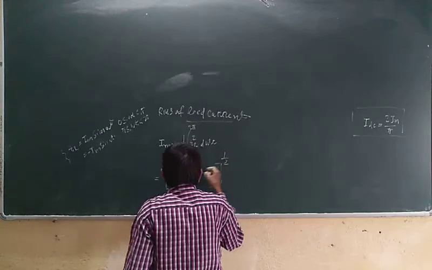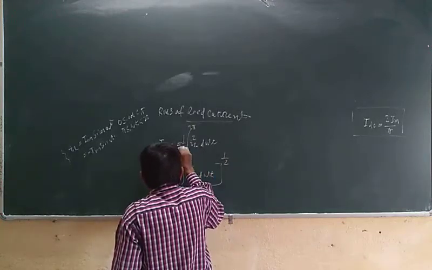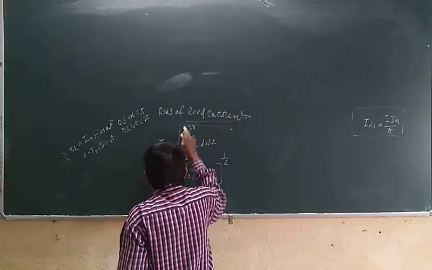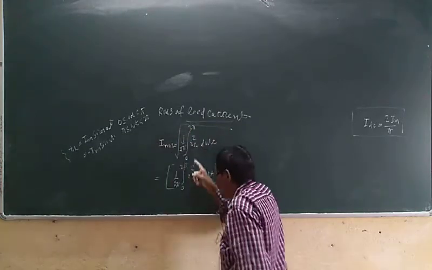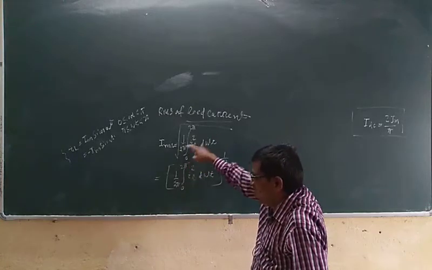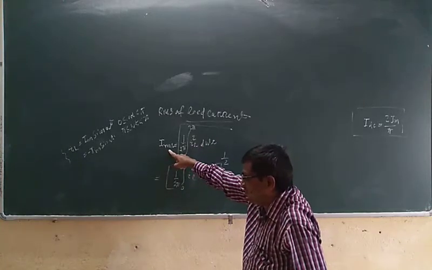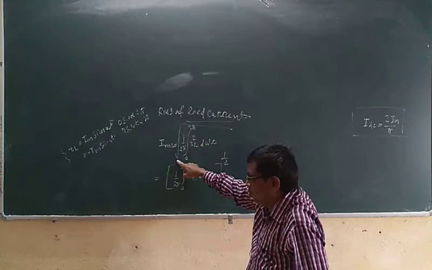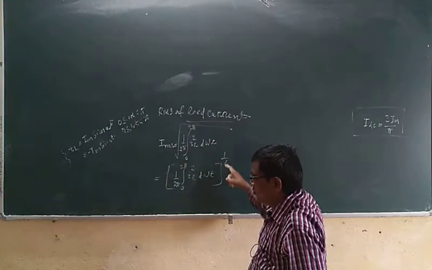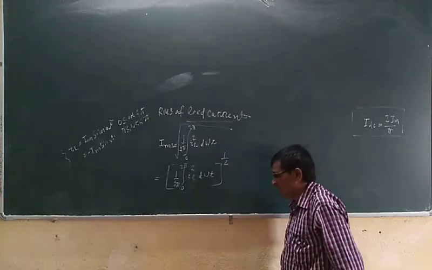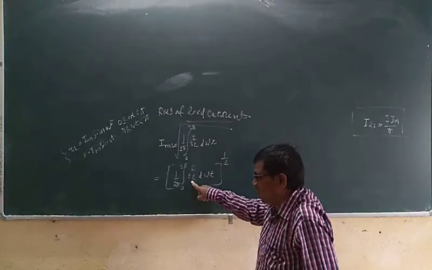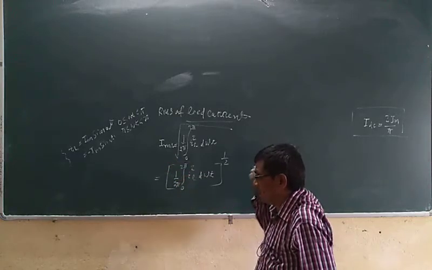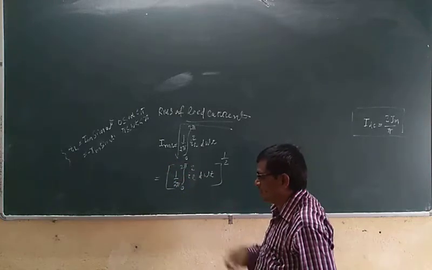To the power 1 by 2. Now the RMS value means the root over, that is the root mean square. So that is the root mean square, the IRMS value. Now we eliminate the root over by putting the power 1 by 2. Now we put the value of IL square. IL square means Im square sin square omega t in both cases.